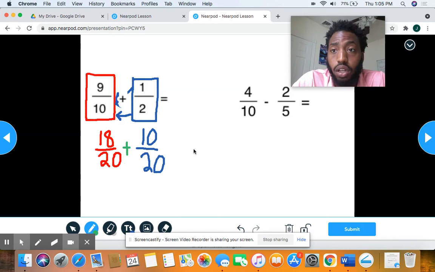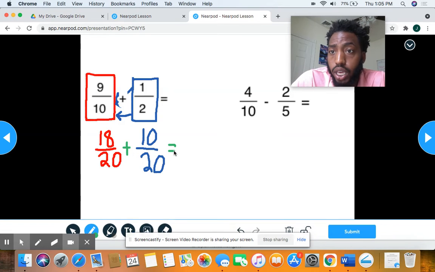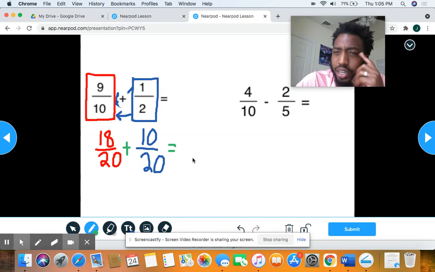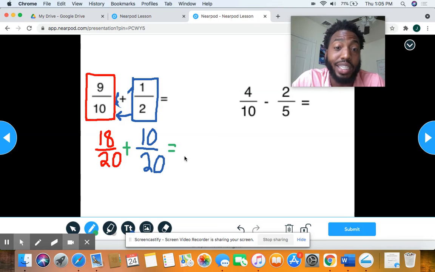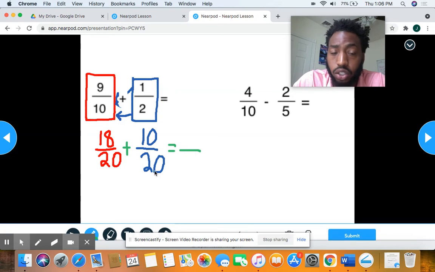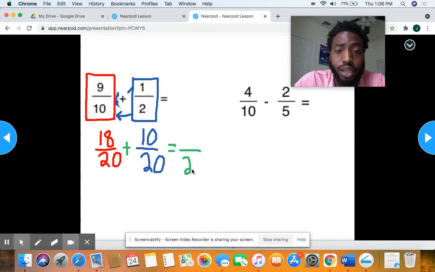Now, this is called the common denominator strategy because we keep our common denominator. The denominator is 20 in my first fraction. It's 20 in my second fraction. You might be tempted to say 20 plus 20 is 40, but do not do that. It's called the common denominator strategy because the denominator for our answer will be the same as it was in our fractions. So it's going to be 20.